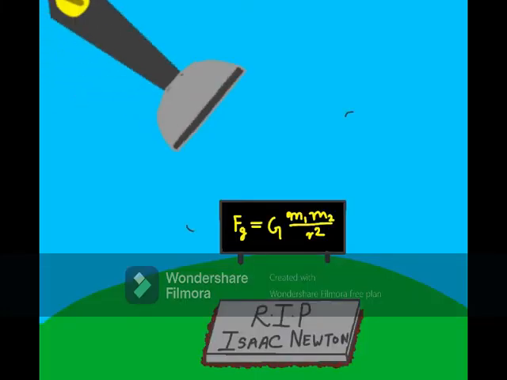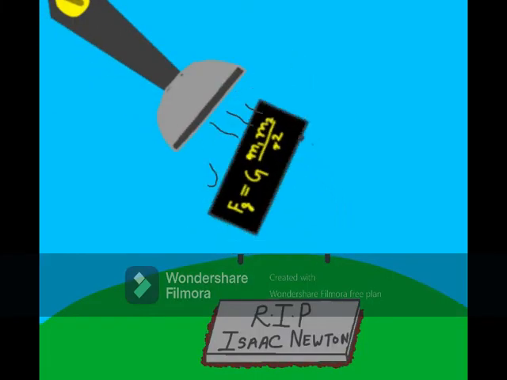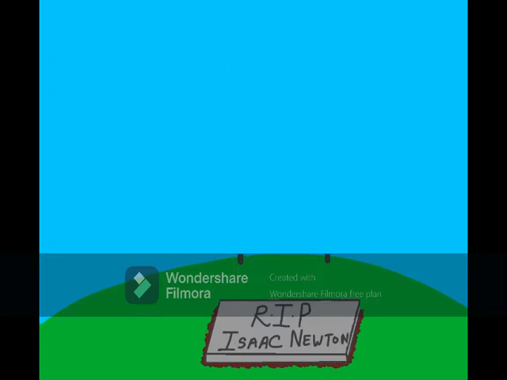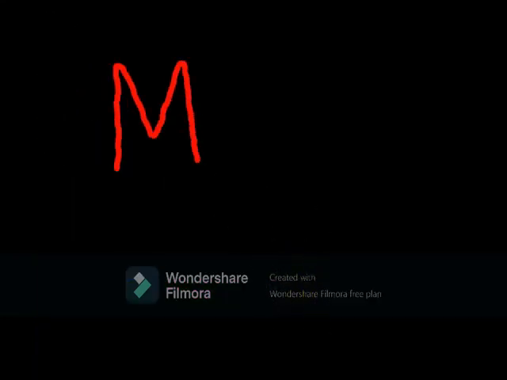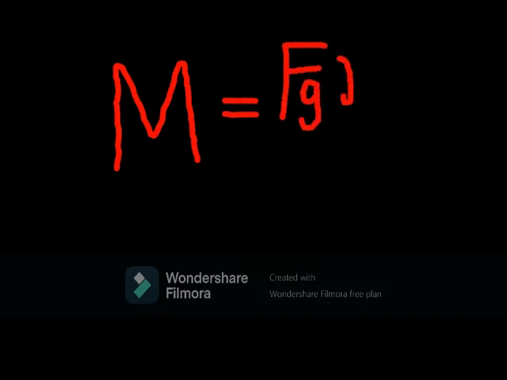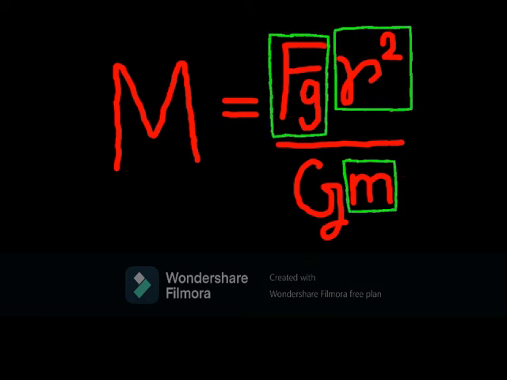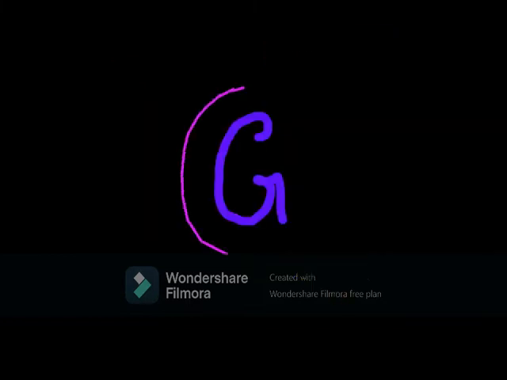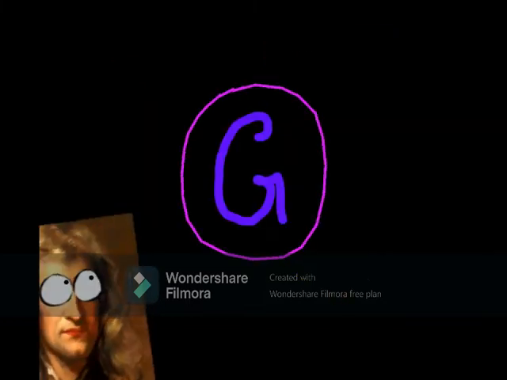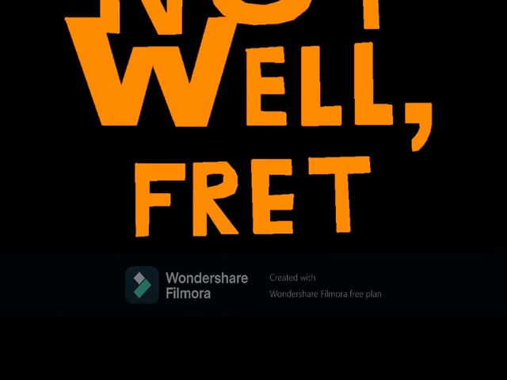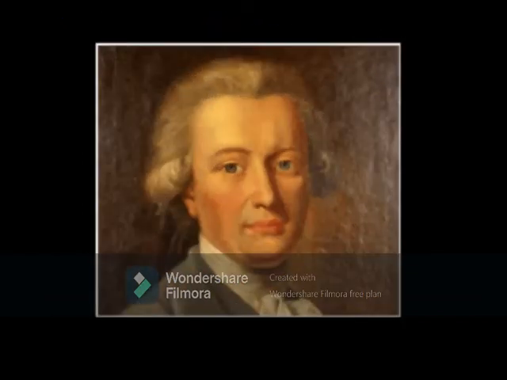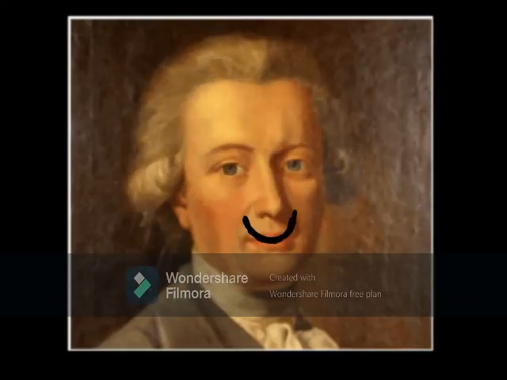To figure out the mass, Cavendish borrowed Newton's equation of gravity. Then he altered it to form mass equals to Fg times r square divided by gm. And while three of these values can be easily found out, what about g? Even Newton couldn't figure out the value of g. Well, fret not, because our friend Henry Cavendish was a very lucky man.